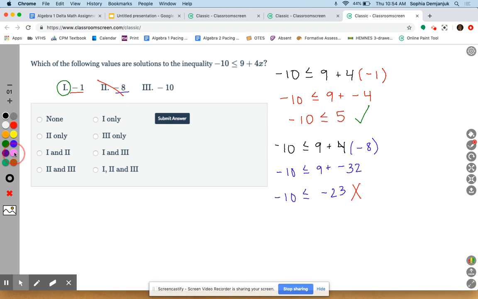And I'll do my final example of substituting in -10. So I have -10 is less than or equal to 9 plus 4 times -10. 4 times -10 gives me -40. Bring everything else down. 9 plus a -40 gives me -31. Bring everything else down. -31 is a lot smaller than -10, so that option does not work either. The only thing that does work is my first option.